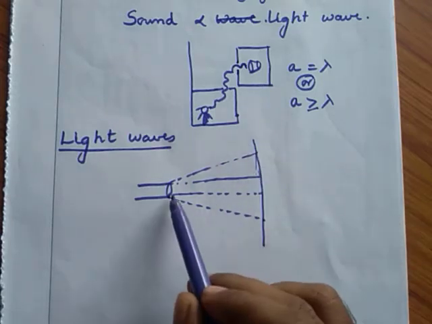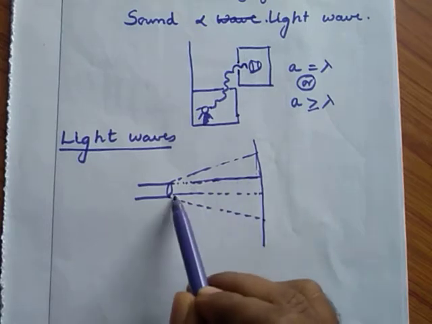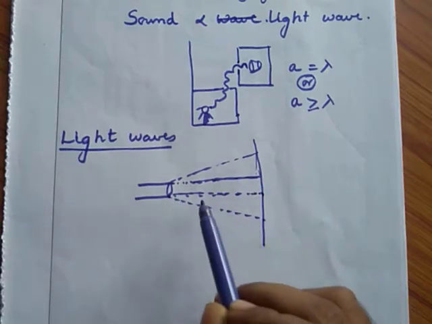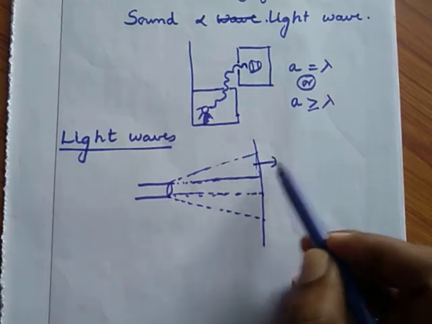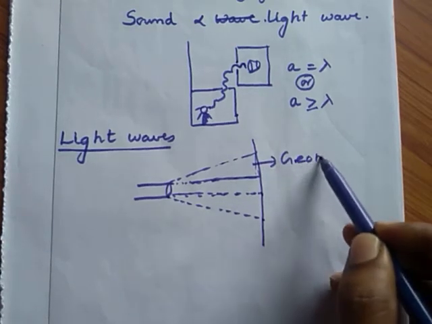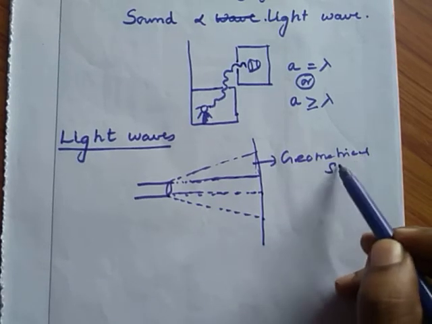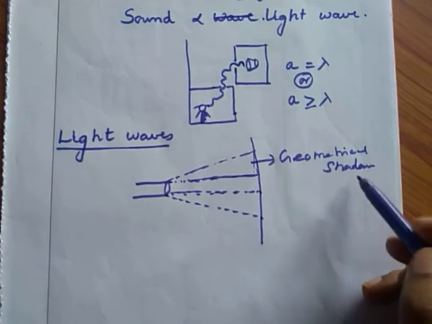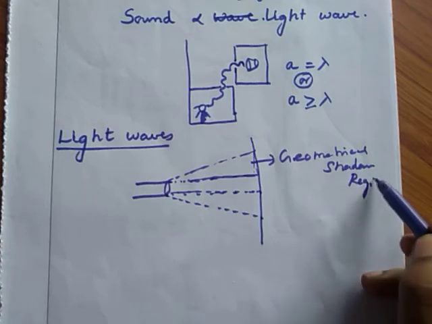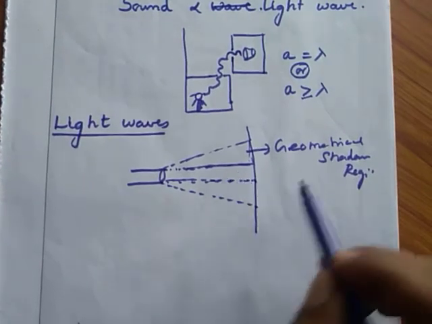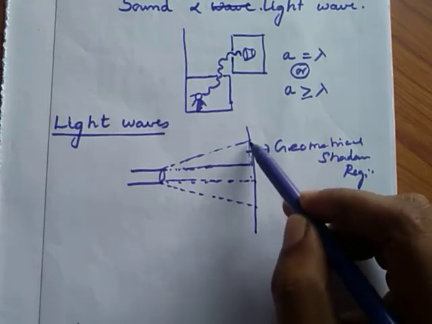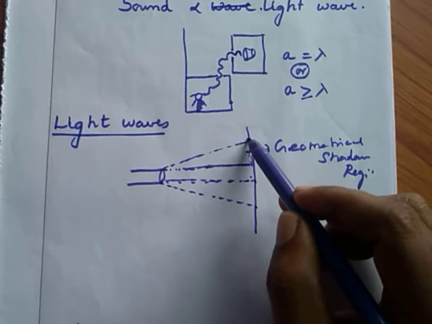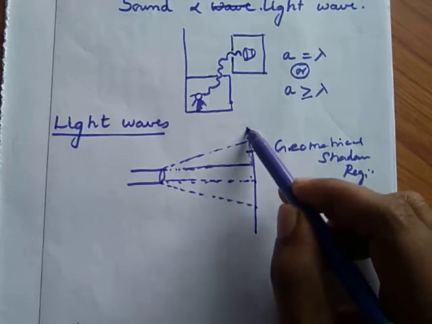In ray optics we know light always travels in a straight line. On this path it has to travel. But if we switch on a torch in a dark room, it spreads into a geometrically shadowed region. This is the geometrical shadow region according to ray optics. Here the intensity will be maximum, then it goes on decreasing. This is the first minimum. After that we get a maximum.